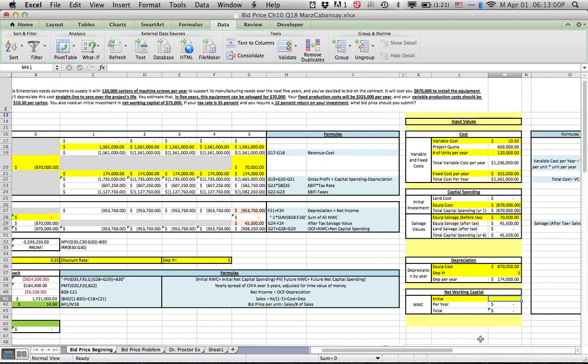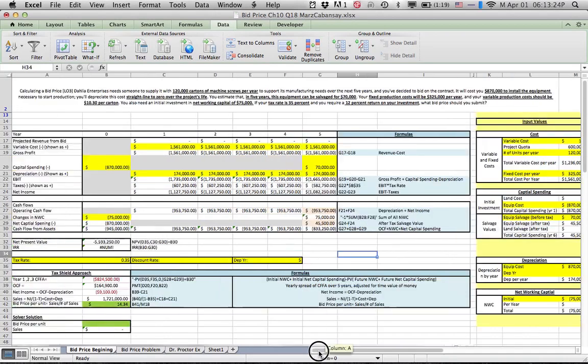The problem states that you're going to require an initial investment of net working capital of $75,000. We're going to enter that as negative. If we had an additional net working capital per year, you would see that populated in these columns. It's always assumed that all net working capital is regained at the end of the project. So that's what we'll see populated here in G28, which is just going to be the sum of all the net working capital that was invested over the life of the project.